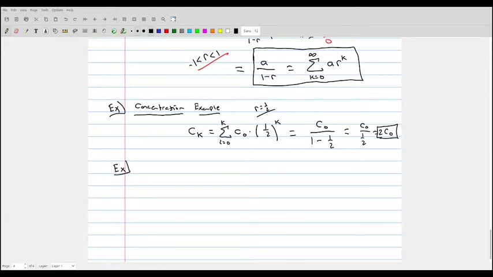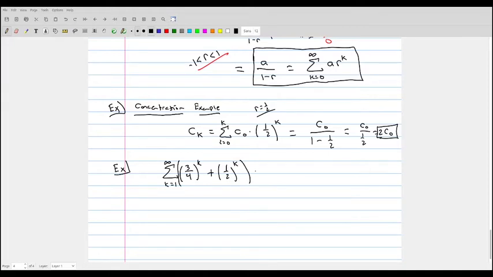So another example. Take the sum from k equals 1 to infinity of 3 over 4 to the k plus the sum from k equals 1 to infinity. Actually, what we'll first do is just consider this sum, the sum of 3 over 4 to the k plus 1/2 to the k.